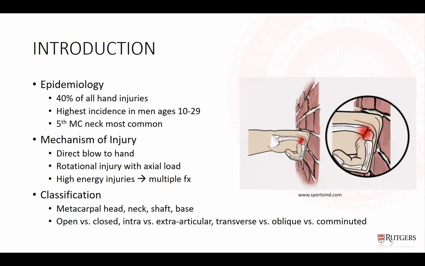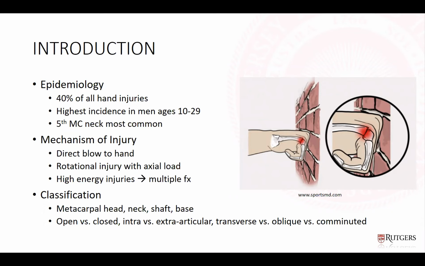So just a brief introduction to metacarpal fractures. They account for roughly 40% of all hand injuries. The highest incidence is seen in men ages 10 to 29, and the so-called boxer's fracture of the small finger metacarpal neck is the most common. These are generally injuries as a result of a direct blow to the hand or a rotational injury with an axial load. Higher energy mechanisms are associated with multiple fractures.